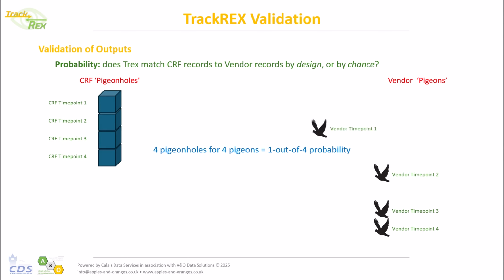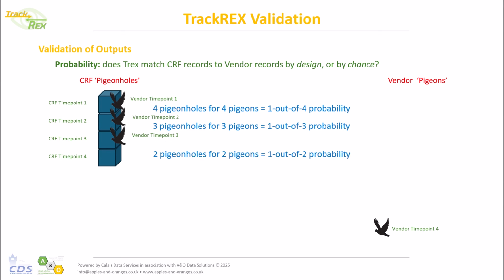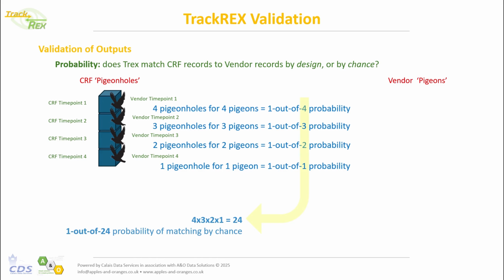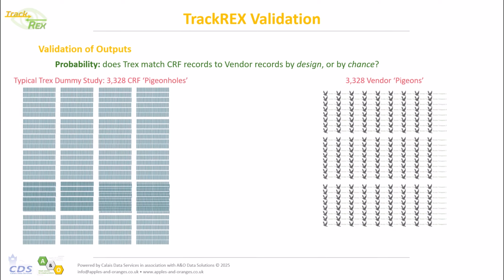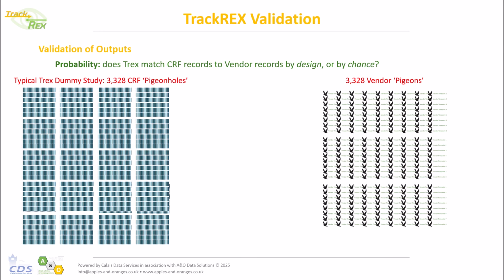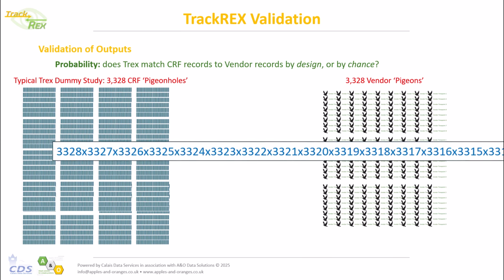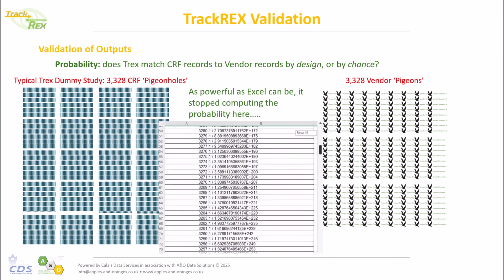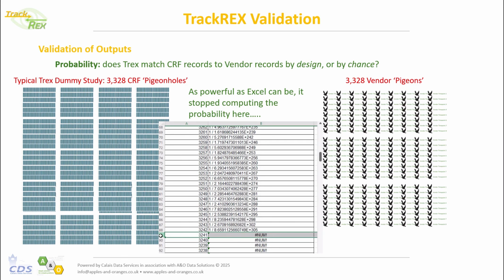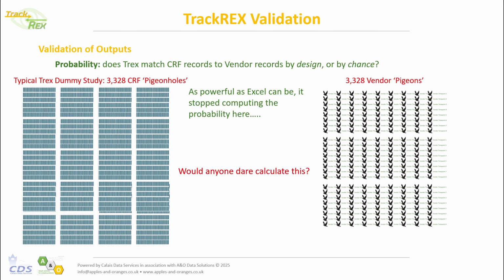And again, this time with 4 time points. The probability is now 1 out of 24. The more time points, the lower the probability. And, again, in Excel. A typical TrackREX dummy study can have around 3,328 time points, or pigeonholes, with the same number of pigeons. And that's an awful lot of numbers. As powerful as Excel can be, it stopped computing the probability here. Would anyone dare calculate this?